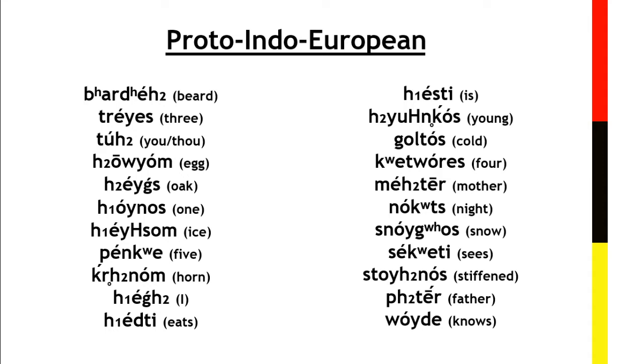Parterre, Thraeus, Tour, Royaume, Reichs, Oinos, Eitsom, Penque, Kjarnom, Eich, Etti, Esti, Ur-indo-germanisch, Goltos, petwóres, Merter, Nocts, Snoigos, Sequeti, Stoinos, Polter, Voide.